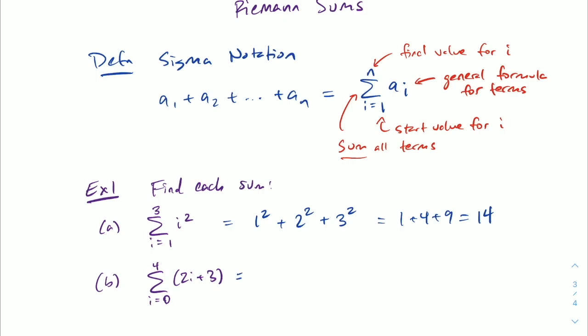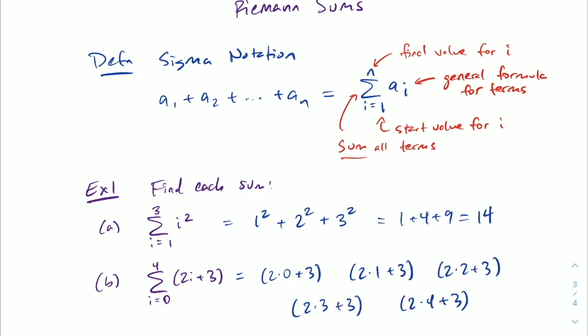In the second part, we're going to put 0 in first: 2 times 0 plus 3. Then we're going to put 1 in, 2 times 1 plus 3. Then 2 in, 2 times 2 plus 3. We put 3 in, 2 times 3 plus 3. And we put 4 in, 2 times 4 plus 3. We stop at 4 because that's our upper limit, our final value for i. And then the sigma says we're going to add all these.